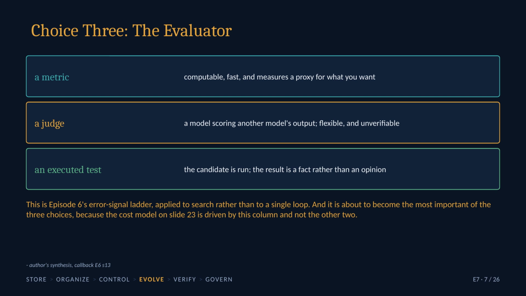applied to a search instead of to a single refinement loop. And of the three choices, this is the one that ends up mattering most. The cost model later in this episode is driven entirely by this column, and not by the other two. Cheap and wrong beats expensive and wrong, but only one of those is worth optimizing against.